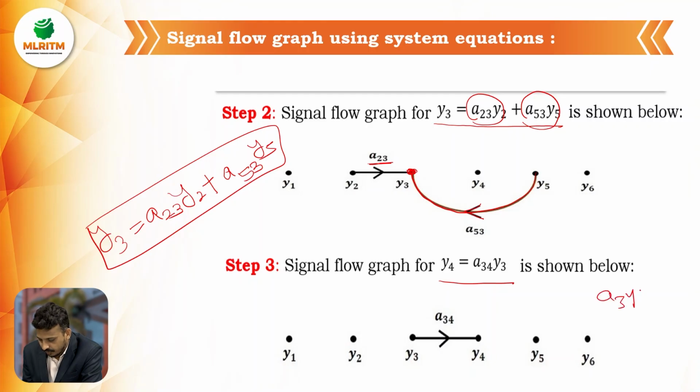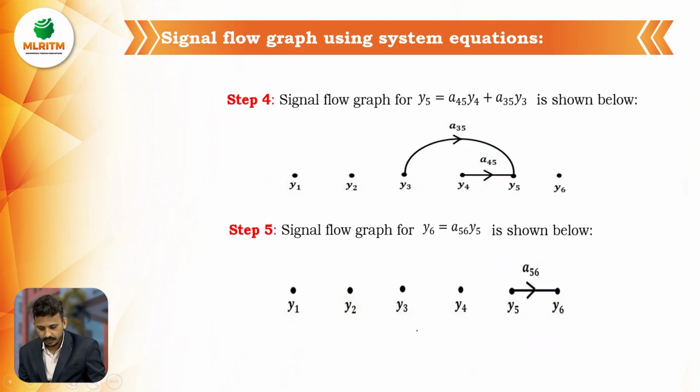And next, the third equation is that y4 is equal to a34 y3. So see, at node 4, only one signal is entering, that is y3, and it is multiplied with the forward path gain a34. So this is the graph for this equation.